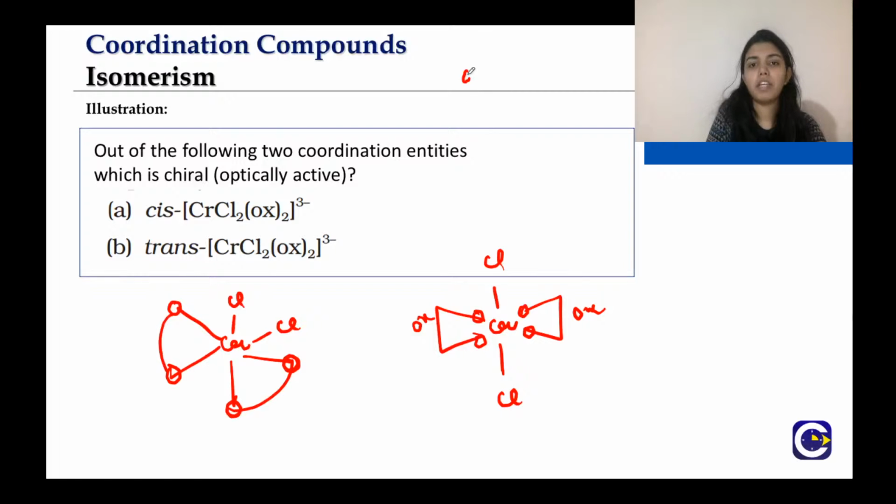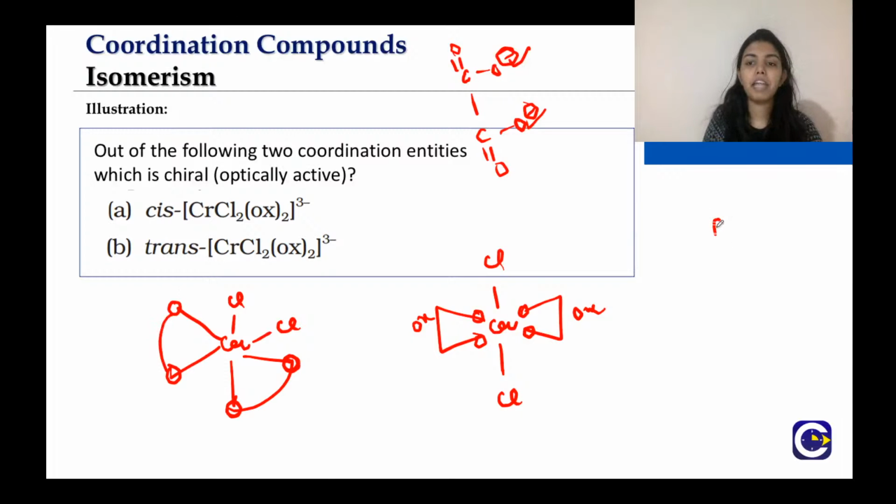Because what is oxalate? C double bond O, O negative, and C double bond O, O negative. So these act as a donor atom, right? So C double bond O, I am not showing. This is incorporated in the ring only. Now you tell me which one is optically active. Which one will have an optical isomer?